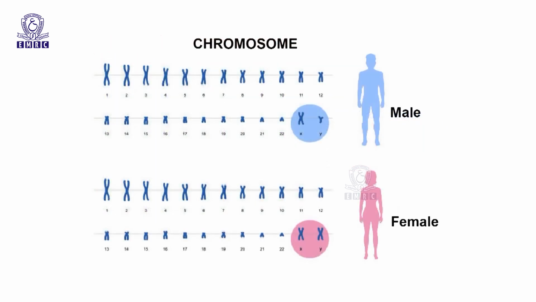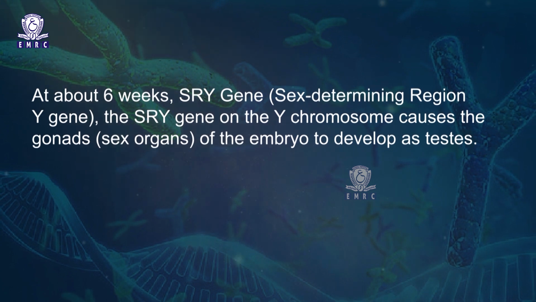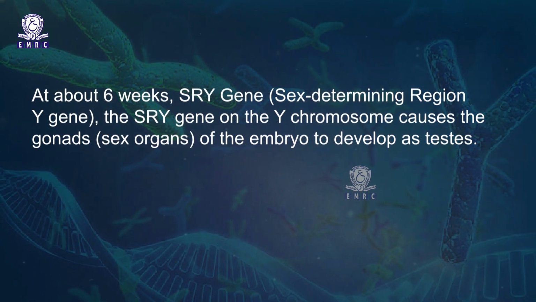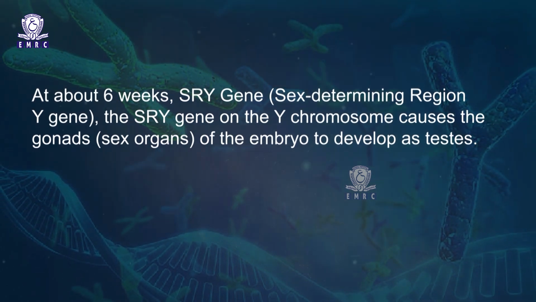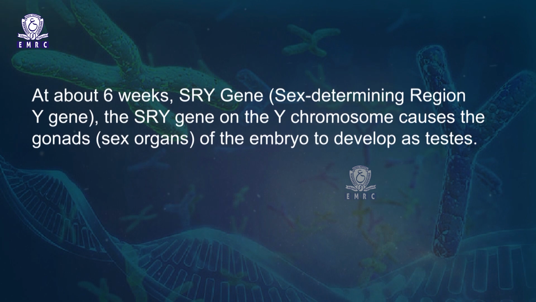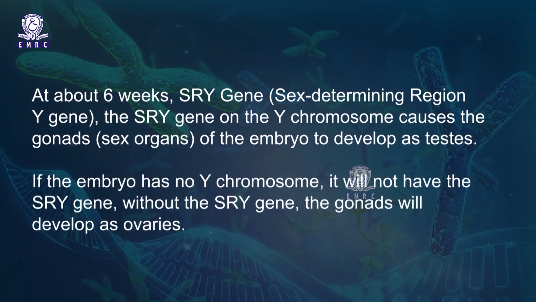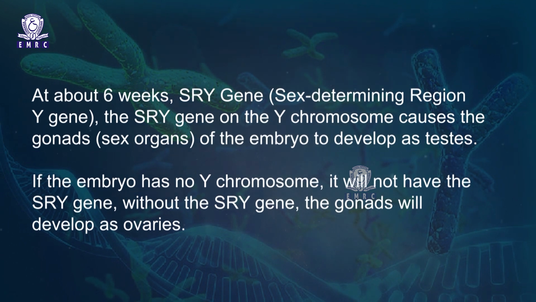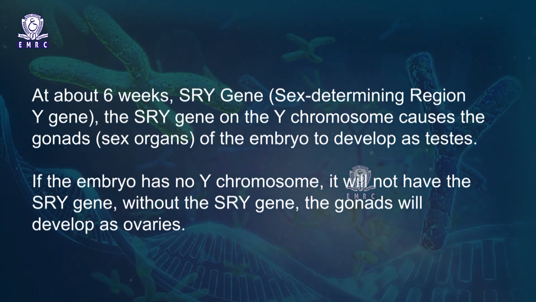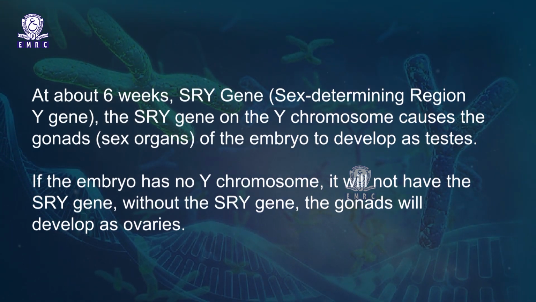Chromosomes physically resemble the letters X and Y. Males are represented by XY and females are represented by XX. At about 6 weeks, the SRY gene, which is the sex determining region Y gene, on the Y chromosome causes the gonads, which are the sex organs of the embryo, to develop as testes. If the embryo has no Y chromosome, it will not have the SRY gene. Without the SRY gene, the gonads will develop as ovaries.